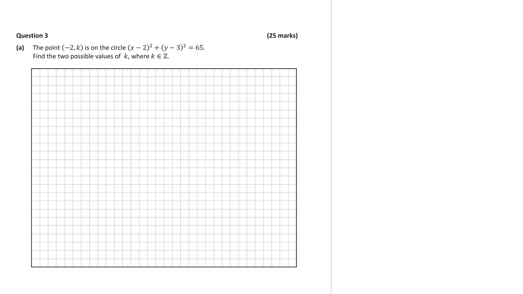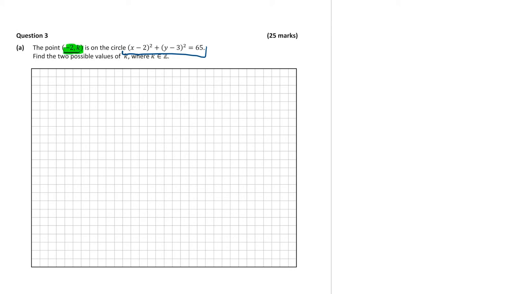Here I'm going to go through a leaving cert question on coordinate geometry of the circle. It came up in 2019, paper 2, question 3. You're given a point and you're told that it's on this circle, so this is one way of writing the equation of a circle. Find two possible values of k.